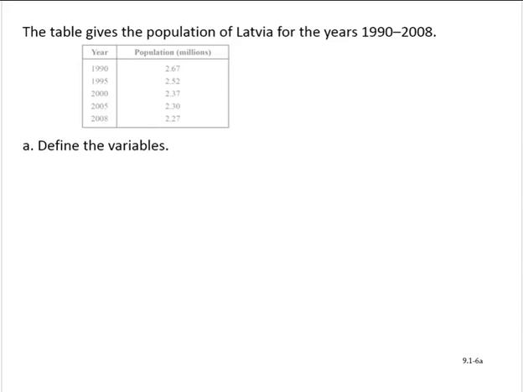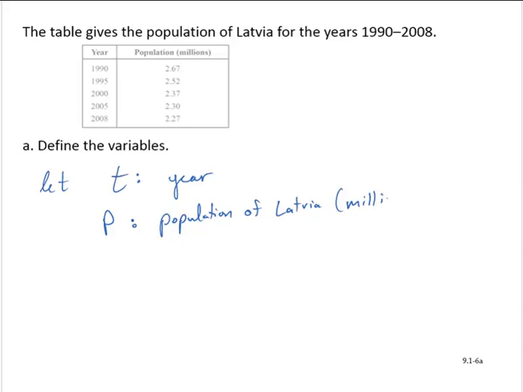The table gives the population of Latvia for the years 1990 through 2008. Let's define some variables. We see year and population in millions. I will let T represent the year, and I will let capital P represent the population of Latvia, and that'll be in millions.